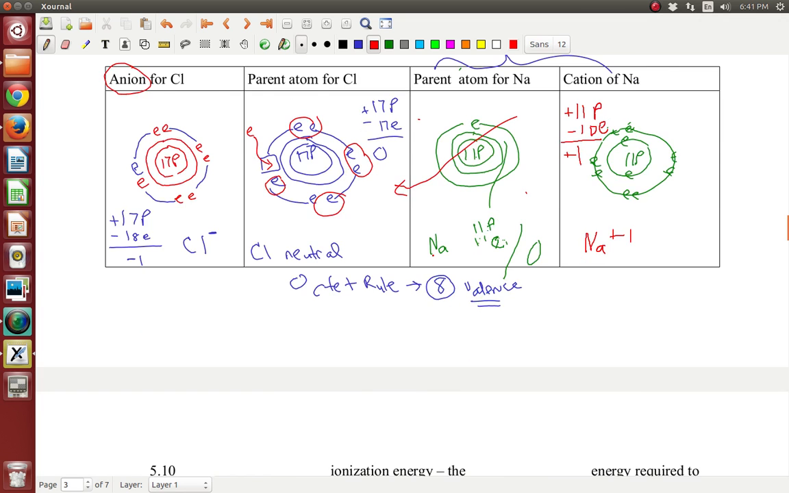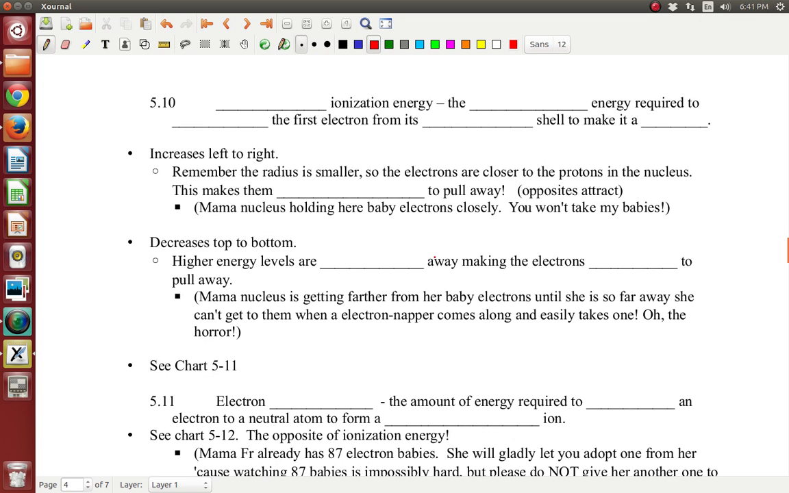All right, so now let's move on to the brand new stuff. The first ionization energy. Okay? All right, that's what this goes here. The first ionization energy is the minimum energy required to remove the first electron from its outermost shell to make a cation, because if you remove an electron, you're making a cation.